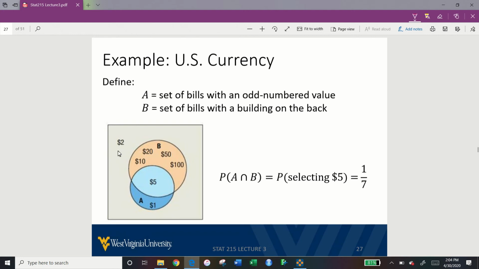So if we are asked to find the intersection of events A and B, that is going to be the probability of just selecting the $5 bill, which is going to be 1 out of 7, because there is just the one event out of a total 7 events.